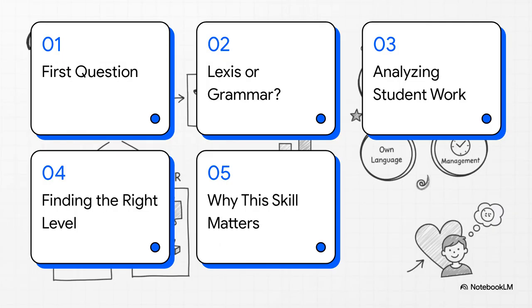So, here's the game plan for today. We're going to start with the one single question you should be asking yourself every single time you look at a student's work. Then, we'll get into that first critical decision. Are we focusing on vocabulary or are we focusing on grammar? From there, we'll actually put it into practice with some real examples, figure out how to match the lesson to the right student level, and finally, we'll dig into why this skill is really at the heart of what being a great teacher is all about.